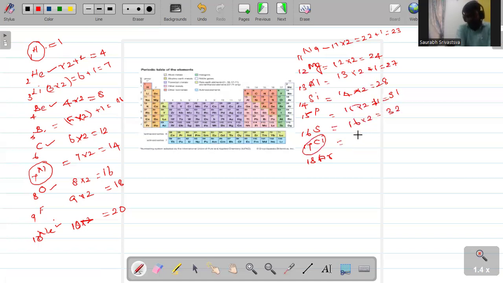Chlorine is somewhat a different case. 17 times 2 is 34; 34 plus 1, 35 you will get. But there is a 0.5 variation. Whenever you write the atomic mass of chlorine, it is 35.5. Next case is argon, 18 will become 36.